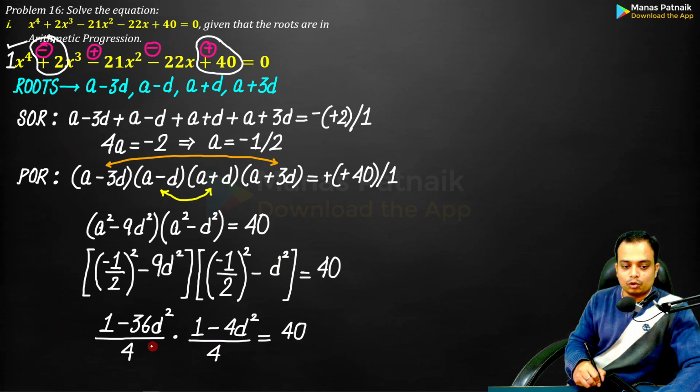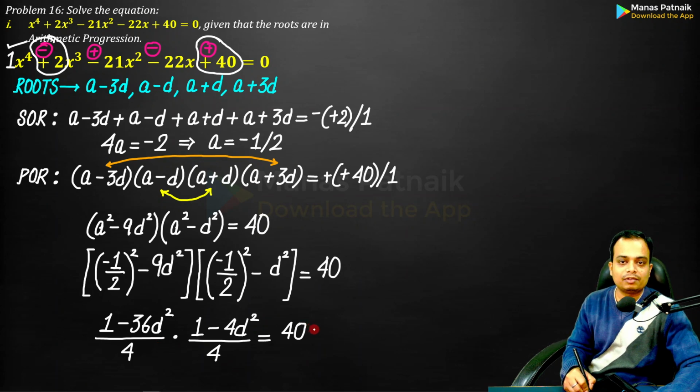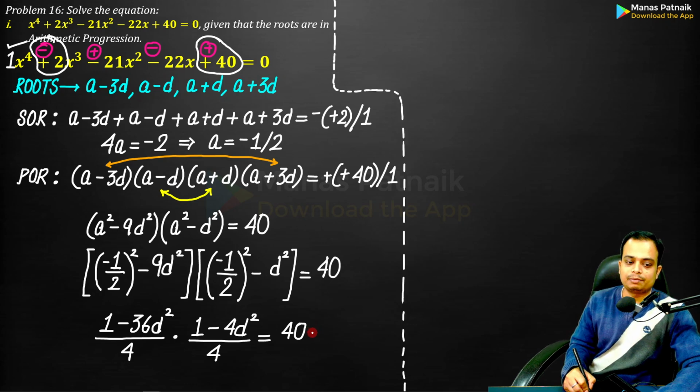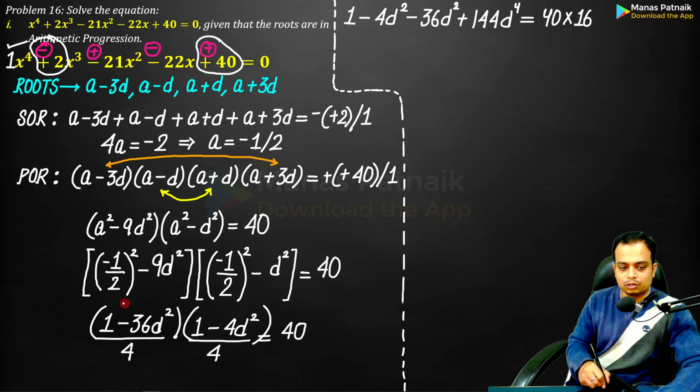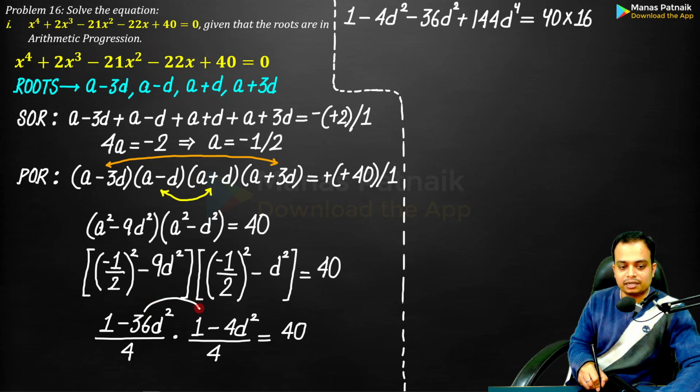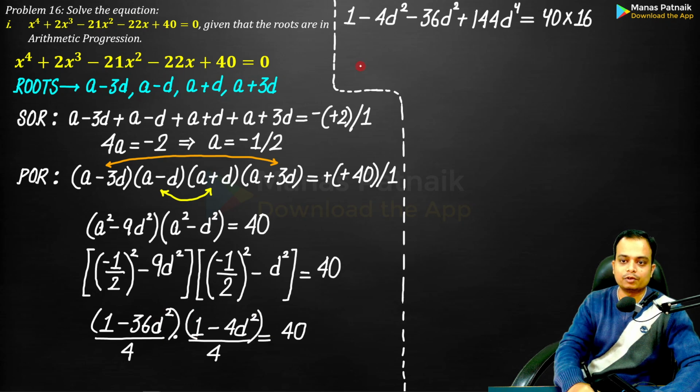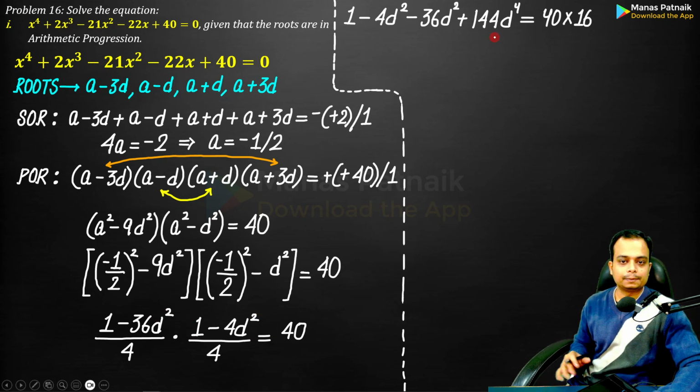Done. Sir, 4 and 4 is going to be 16. And when 16 goes to the RHS, it multiplies itself with 40. Let me make some space. And that eventually becomes 40 into 16. That becomes 640. And by the way, 1 minus 36d square. Let me show it to you this way. So 1 into 1. Then 1 into minus 4d square. What else? Minus 36 into 1. Again minus 36 into 4. So we have basically opened this bracket. We've got as many as 4 terms. Done, sir.